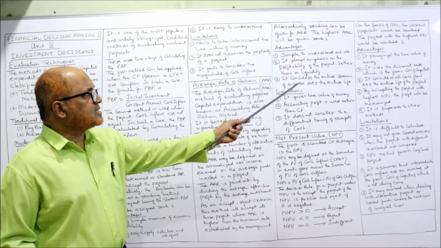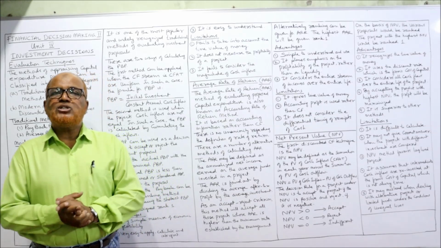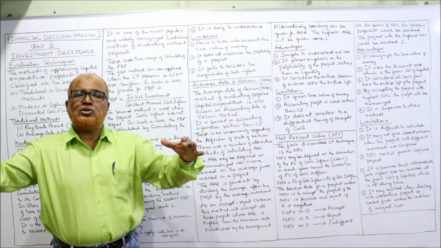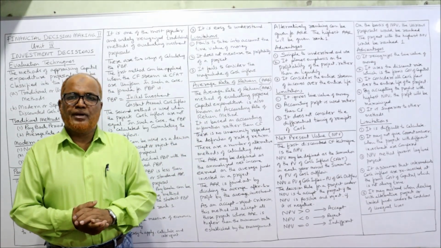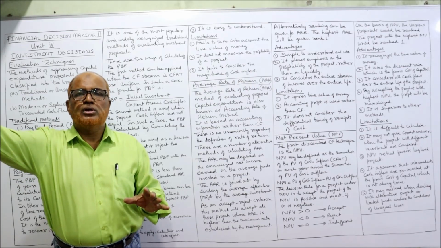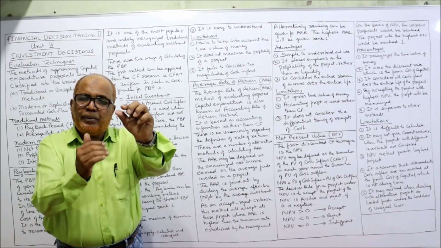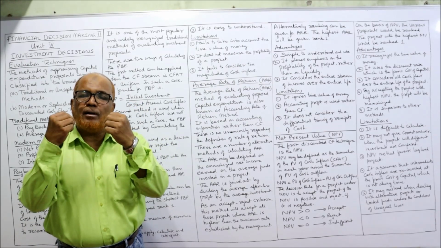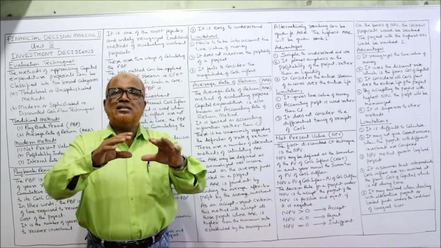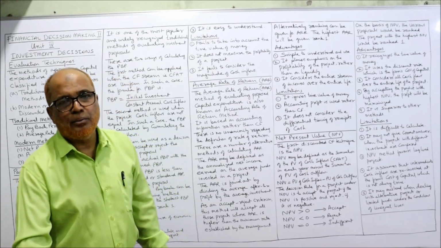Then third one, it considers the entire stream of income over the entire life. Next advantage of ARR is, ARR considers the entire profit over the life of the project. Whereas in PBP, it will not consider all the cash inflows. It will consider the cash inflows up to the PBP level. After PBP level, the cash inflows are completely ignored in PBP. Whereas in ARR, it considers all the benefits throughout the entire life of the project.